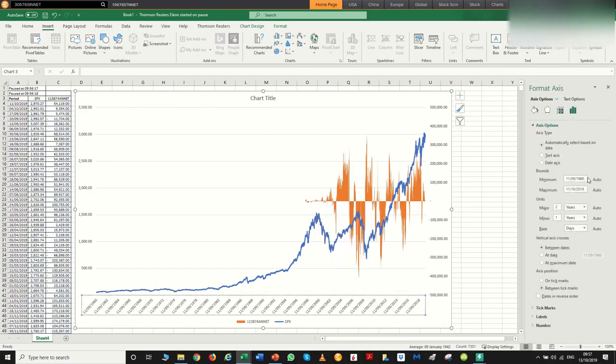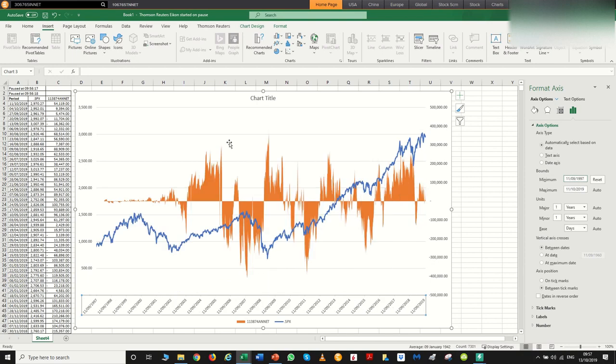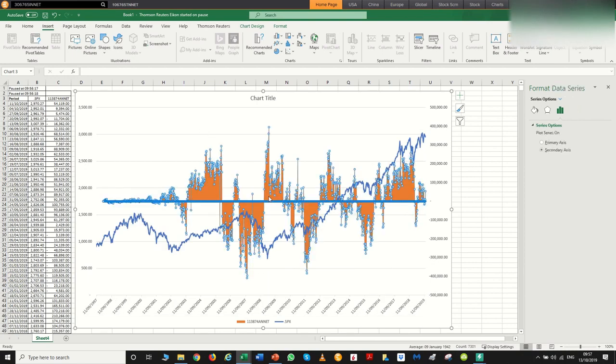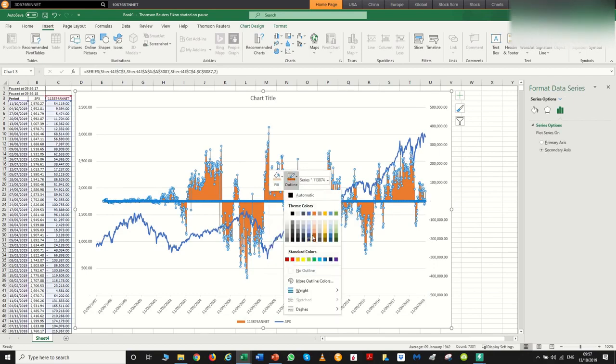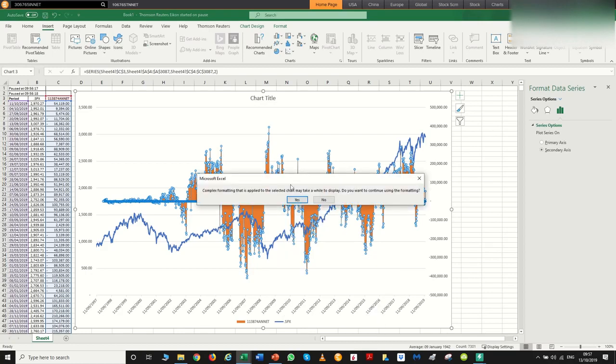Because we're only getting data for the positioning going back to 1998, let's change the scale to 1997, let's say. There we go. So now we've got the S&P and the positioning data since the beginning of the positioning data, essentially. I like to format the chart a bit more before I start looking at it. It makes it a lot easier to look at.